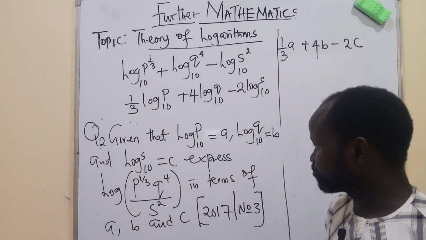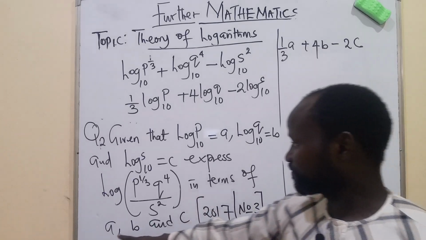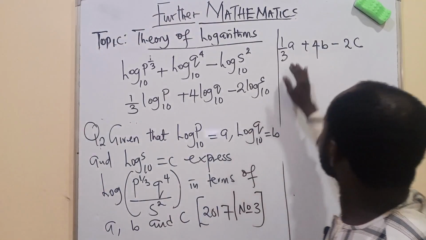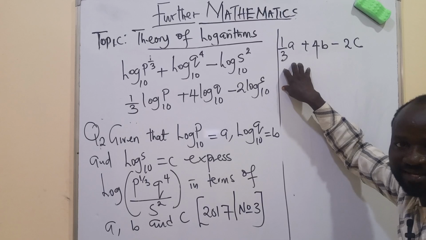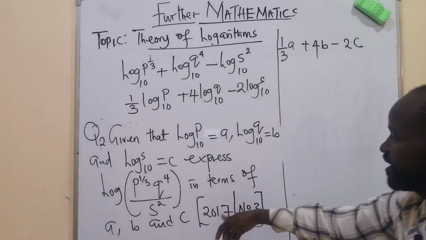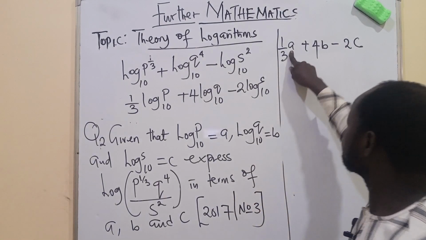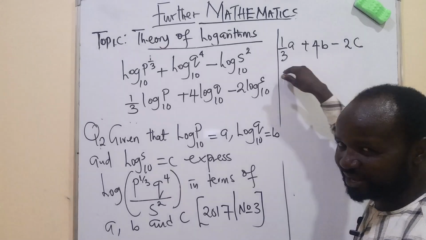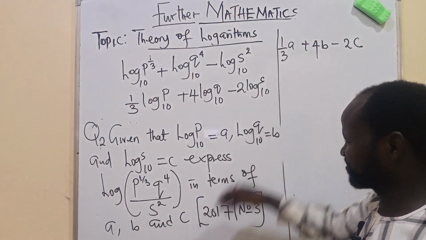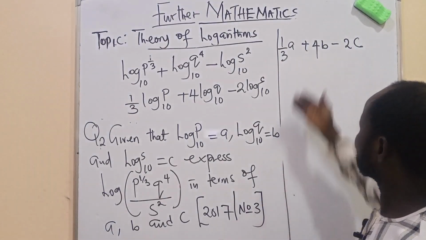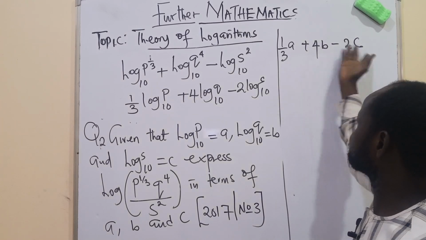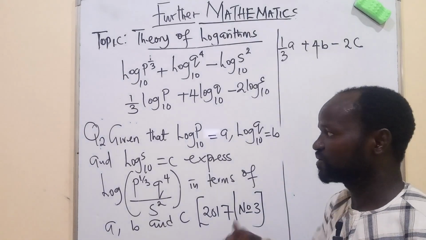Remember, we are asked to express this in terms of a, b, c. If you check this answer, our answer here is in terms of what? Meaning in terms of a, b, c means there will be a, there will be b, and there will be c in our final answer. So this is the solution to this question. We may decide to simplify further or leave it like this, but this is the solution to this question.